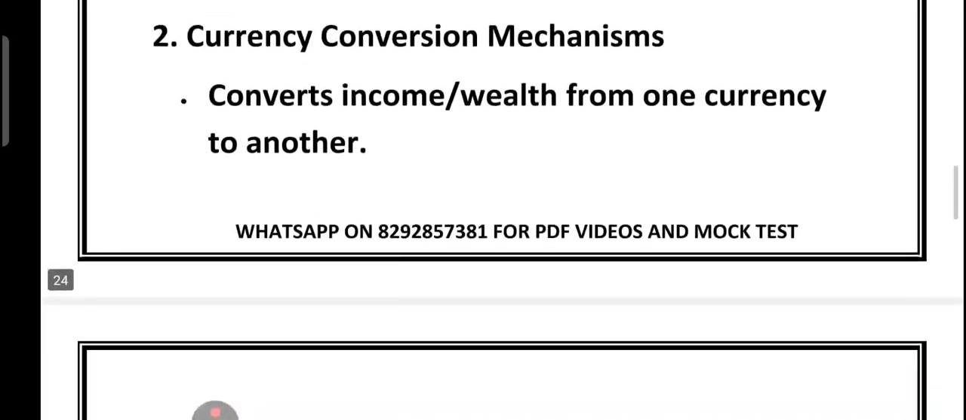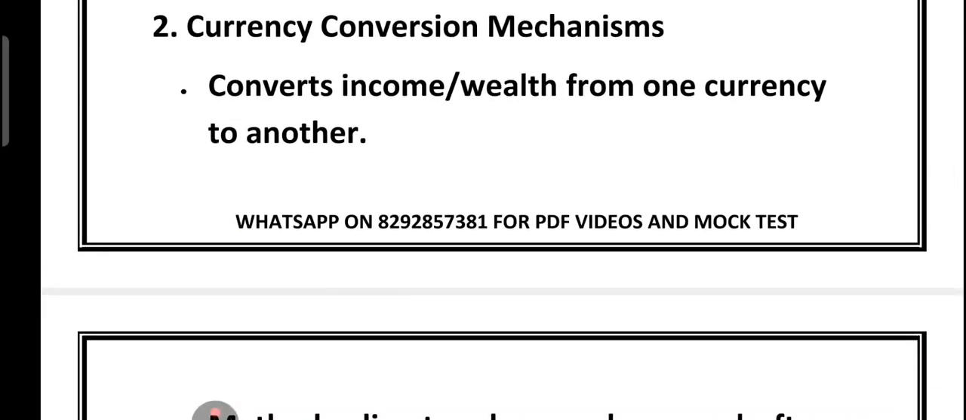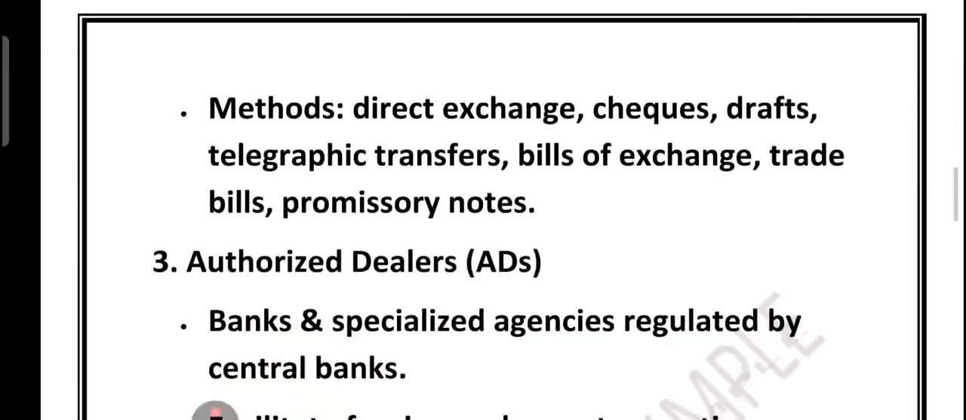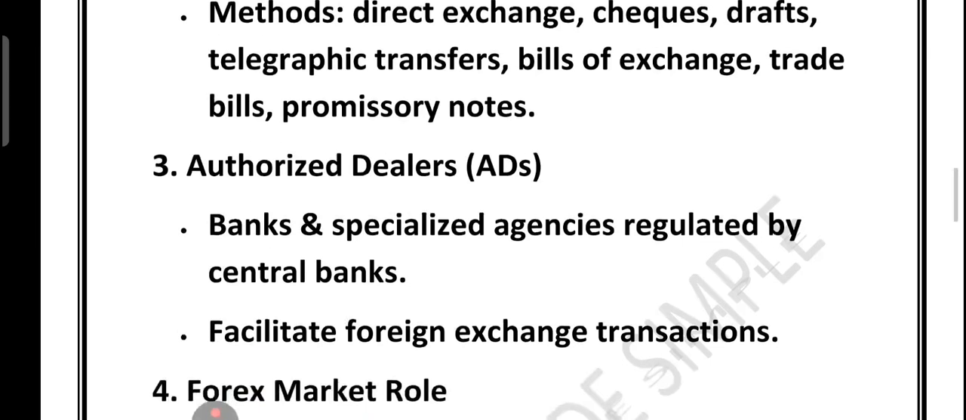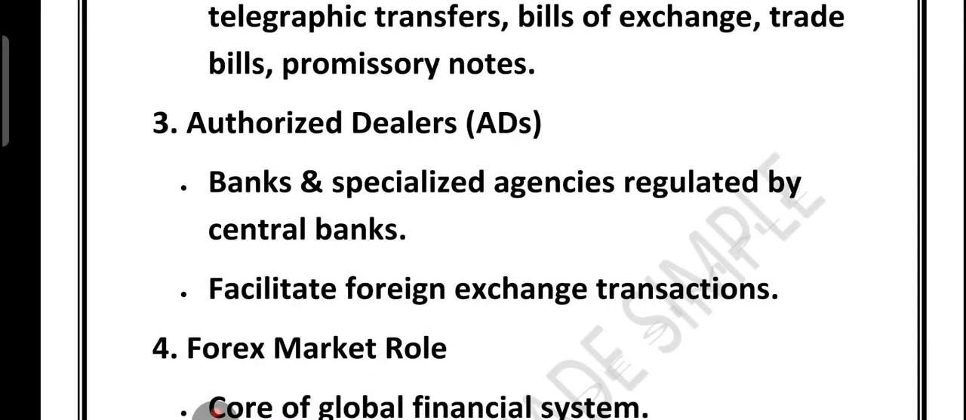If we talk about the currency conversion mechanism, it converts income or wealth from one currency to another. What are the methods used? Direct exchange, cheque and draft, telegraphic transfer, bill of exchange, trade bill, promissory note. These mechanisms help businesses settle international transactions efficiently.